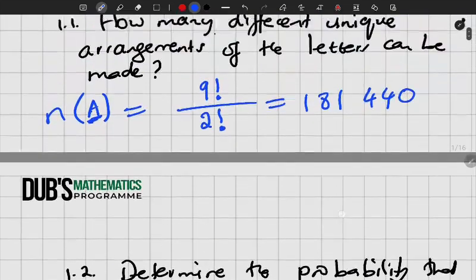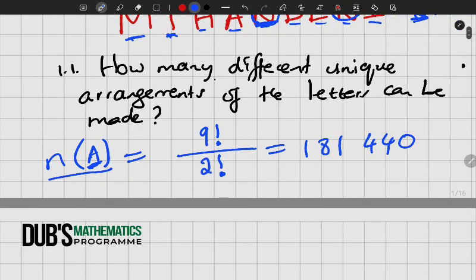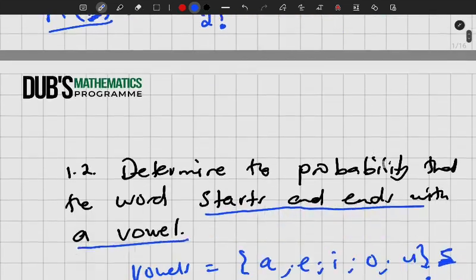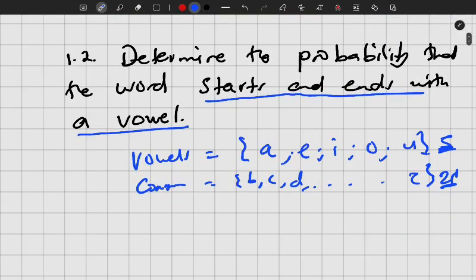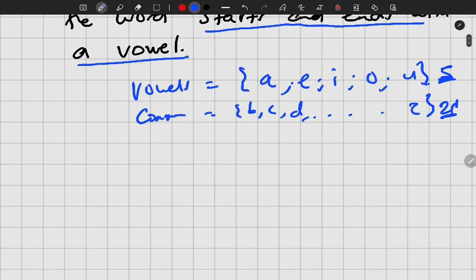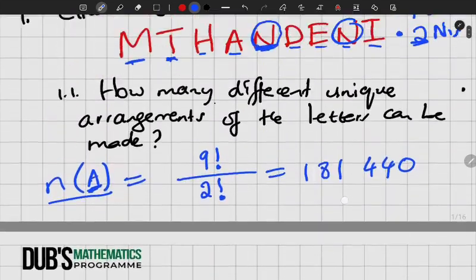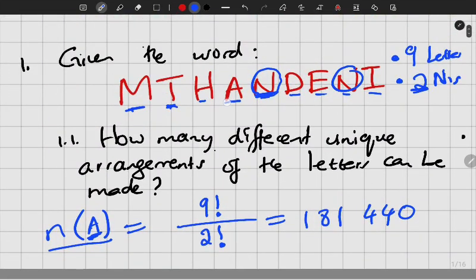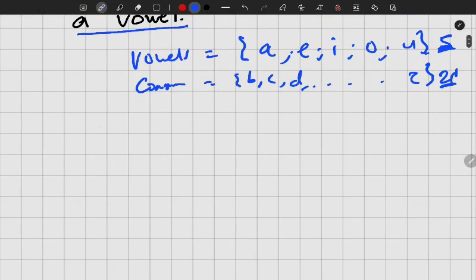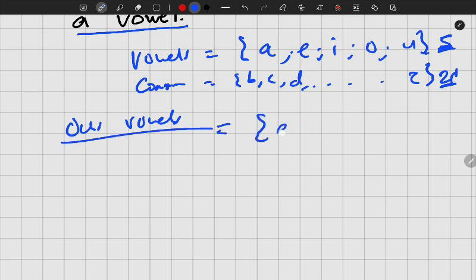But now they're giving us a condition. For number 1, we just said how many words can be formed without any conditions or restrictions. Now the second restriction is that we must start with and end with a vowel. So let's look at which vowels we have here. We've got A, E, and I. Our vowels are A, E, and I. Those are our 3 vowels.